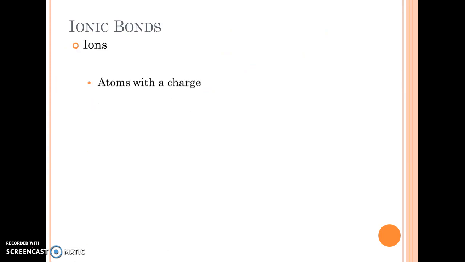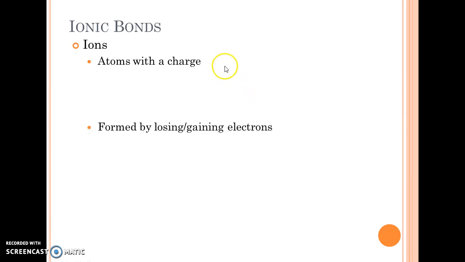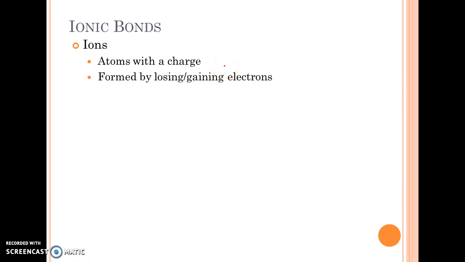Like I said, ions are atoms with a charge. They can be positive or negative. They are formed by gaining or losing your valence electrons. So I should put in here valence electrons. They're the most important electrons. They are the only ones involved in chemical bonding. Therefore, they're the only ones moving around.